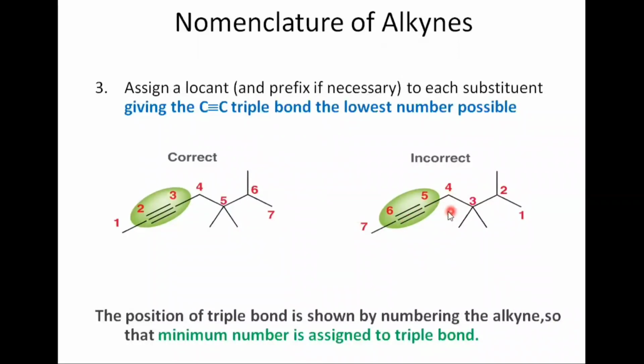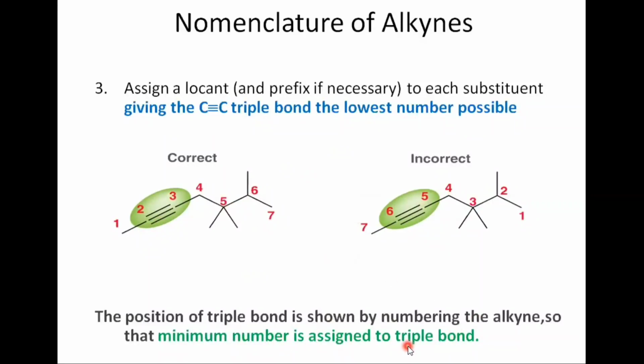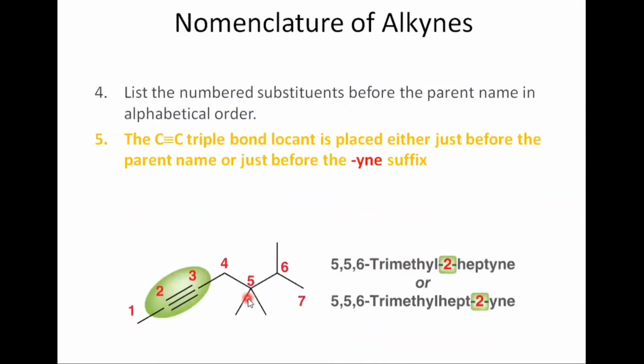Why is it incorrect numbering? Because here the triple bond is getting the number 5. So our target is that we should assign the carbon-carbon triple bond the lowest possible number. So this numbering is correct while this numbering is incorrect. The position of the triple bond is shown by numbering. We have given numbering to the position of the triple bond, so the minimum number is assigned to the triple bond. We have assigned the minimum possible number to this triple bond.